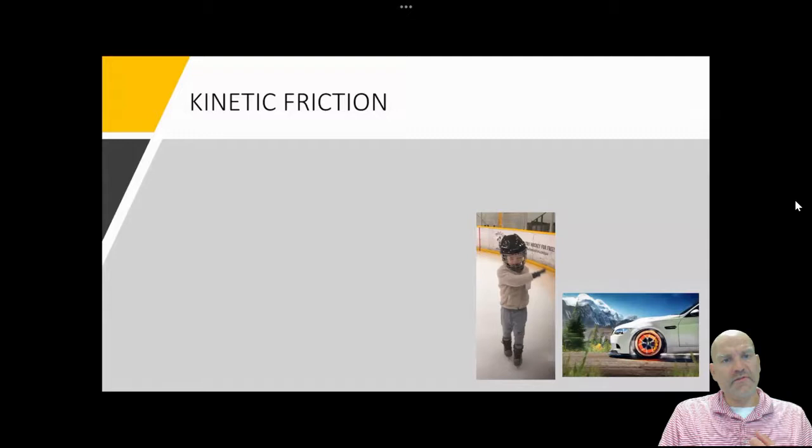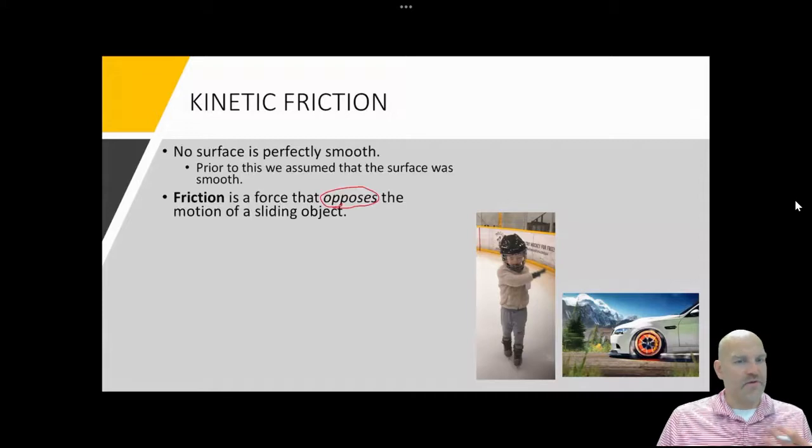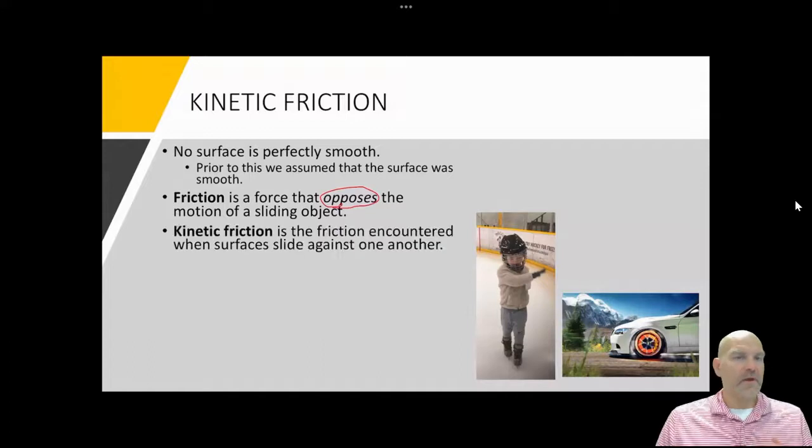So remember that no surface is ever going to be perfectly smooth. Prior to this video, we were making the assumption that our surfaces are frictionless. Now, friction is a force that opposes the motion of a sliding object. So if the object is moving to the right, friction is going to act to the left, because this is what causes objects to stop, or this is what you have to overcome to get objects to move and keep moving. So you have to push with, at minimum, the amount of friction.